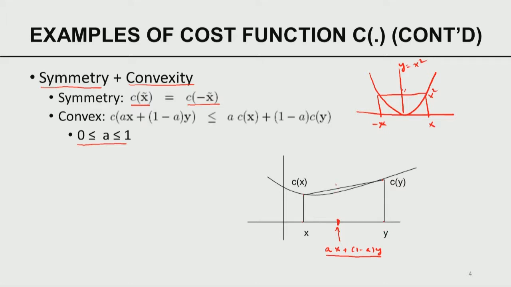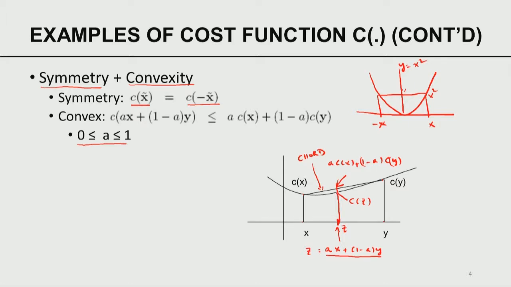So let us draw a vertical line. Let us call this point z, which is equal to A x plus 1 minus A times y for some A in the interval 0 to 1. The value at this point is C of z, but the value at this other point is A times C of x plus 1 minus A times C of y. And what is that? It lies on the chord that joins the point C of x to C of y. So this is the chord, and this is the point on the curve.